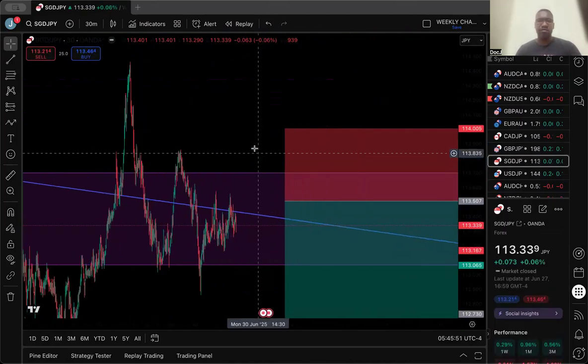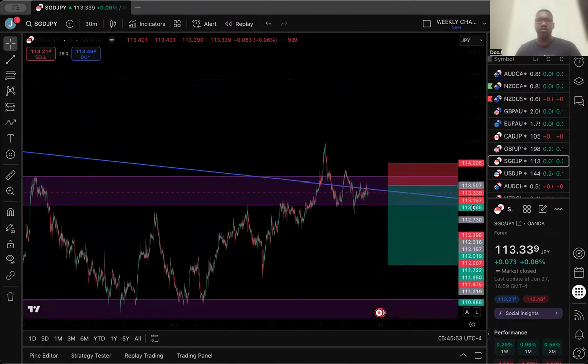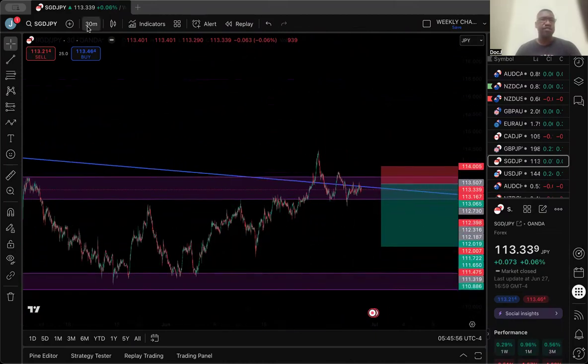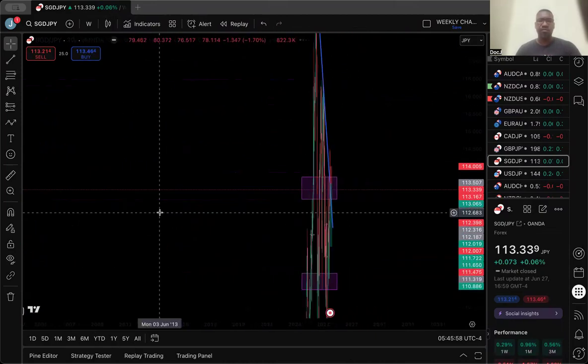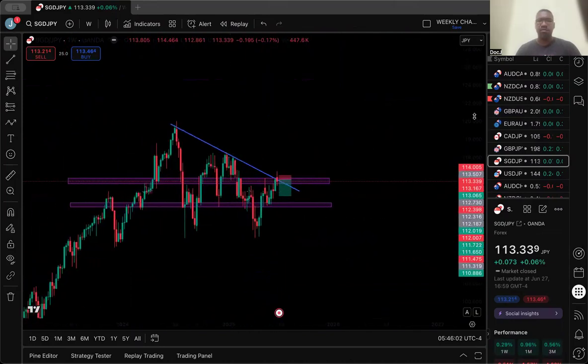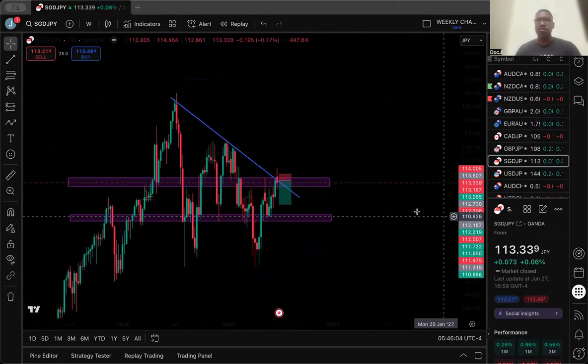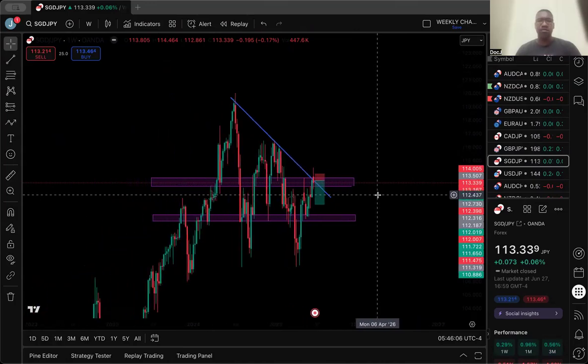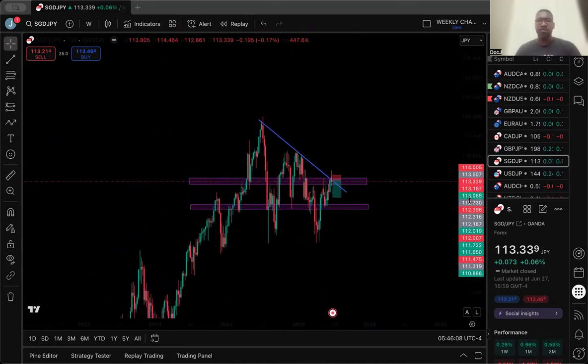Same thing here, SGD JPY. Now, this isn't a pair that I want to trade, but it's basically the same setup. All right? And those are my pairs for this week.